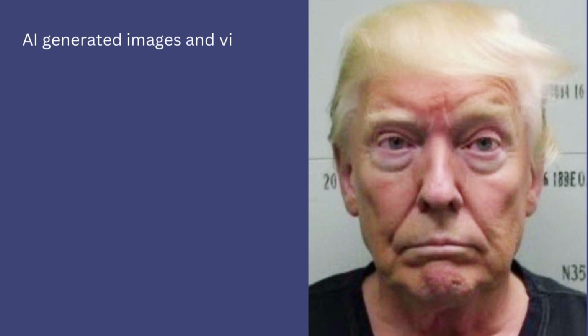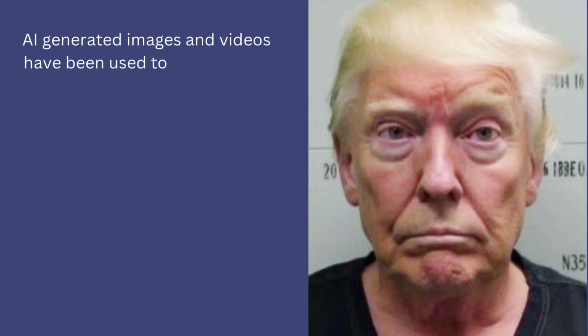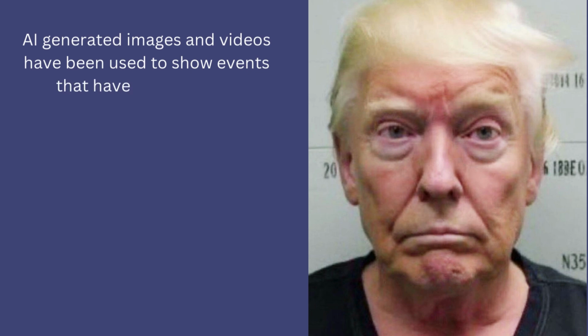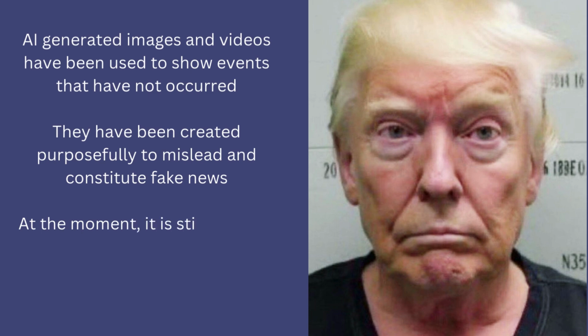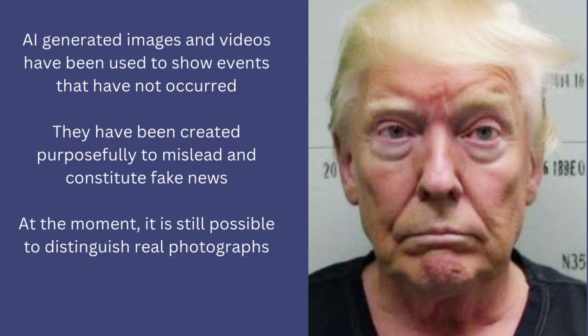Now, AI generated images and videos have been used to show events that haven't occurred. So that's why being able to discern fake from real media is a really important skill to have. And they have been created purposefully to mislead, and it does constitute fake news. So at the moment, it is still possible to distinguish real photographs from fake AI generated images, but things are improving and they're getting better. But we're going to go through now all the different ways we can identify AI generated media.